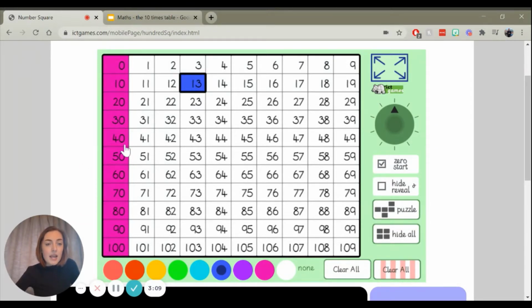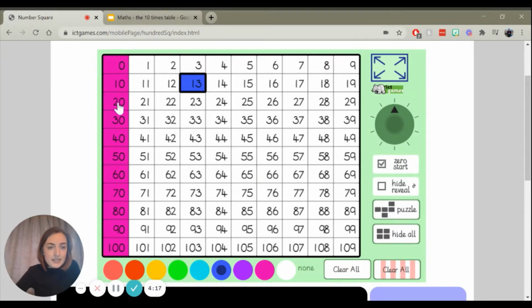So, can you spot a pattern with the 10 times table? I want you to pause, have a look at the numbers in pink. That is our 10 times table. Can you spot a pattern? Hopefully you spotted that all the numbers in the 10 times table have a 0 in the ones column. They all end in 0. There are no other numbers on this grid that end in 0. They are all highlighted pink in the 10 times table. That also means that they are all even numbers, doesn't it?